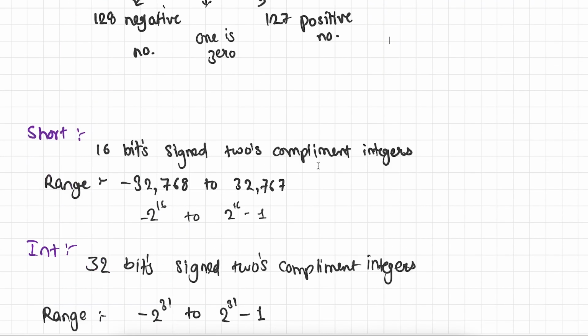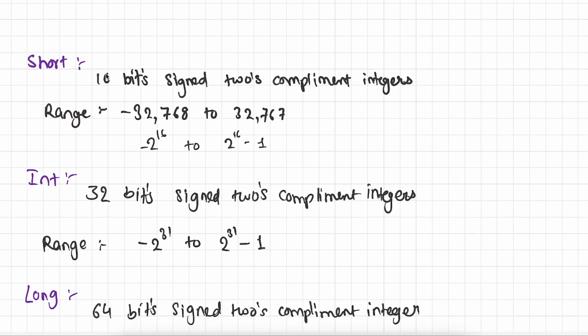Moving on to the next data structure, that is short. Short is a 16-bit signed two's complement integer. So the only difference is that in byte there are 8 bits, and in short it uses 16 bits to represent a number. So the range of short comes out to be -2 to the power 15 to 2 to the power 15 minus 1. Okay? Clear.